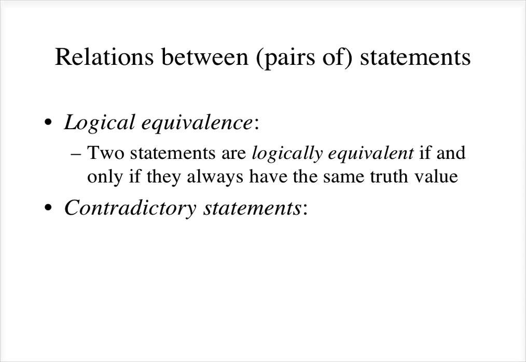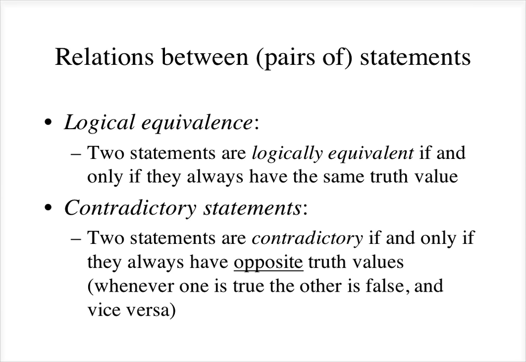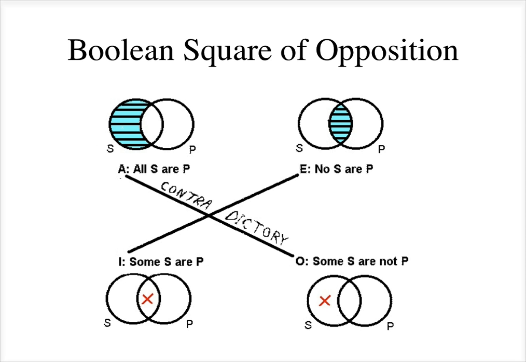Then we have what are called contradictory statements. Two statements are contradictory if and only if they always have opposite truth values. So whenever one is true, the other is false, and vice versa. We can see the relationship of contradictory statements on the Boolean square of opposition.